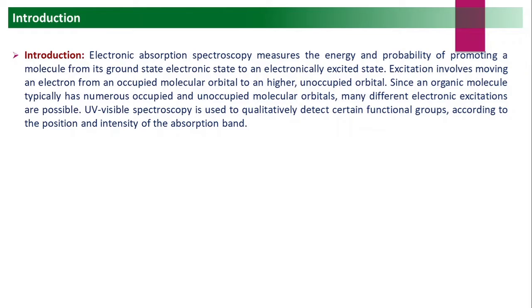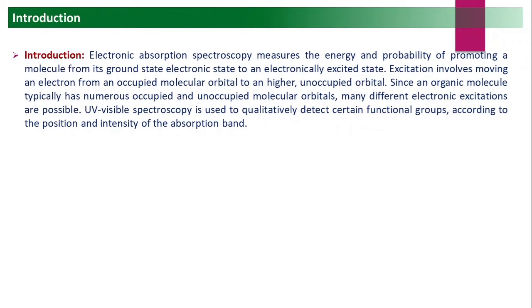Electronic absorption spectroscopy measures the energy and probability of promoting a molecule from its ground electronic state to an electronically excited state. Excitation involves moving an electron from an occupied molecular orbital to a higher unoccupied molecular orbital. Since an organic molecule typically has numerous occupied and unoccupied molecular orbitals, many different electronic excitations are possible. That's why UV visible spectroscopy is used for qualitative determination of functional groups, according to the position and intensity of the absorption band.